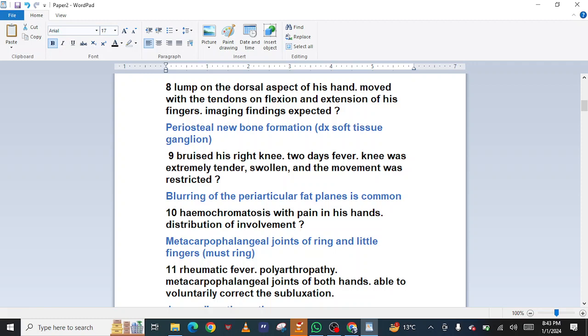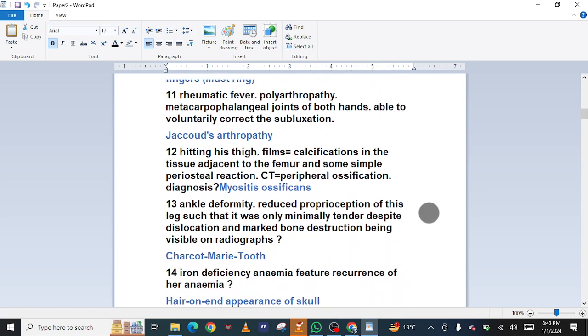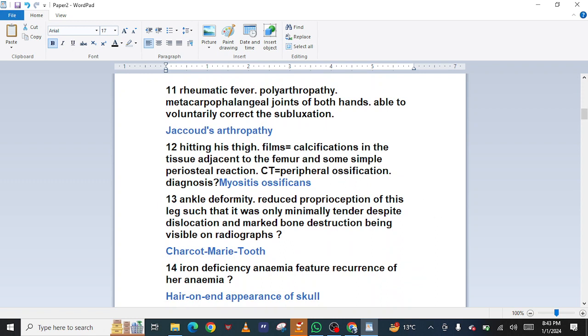10. Hemochromatosis with pain in his hands. Distribution of involvement: metacarpophalangeal joints of ring and little fingers. 11. Rheumatic fever. Polyarthropathy. Metacarpophalangeal joints of both hands, able to voluntarily correct the subluxation. Jaccoud's arthropathy. 12. Hitting his thigh.